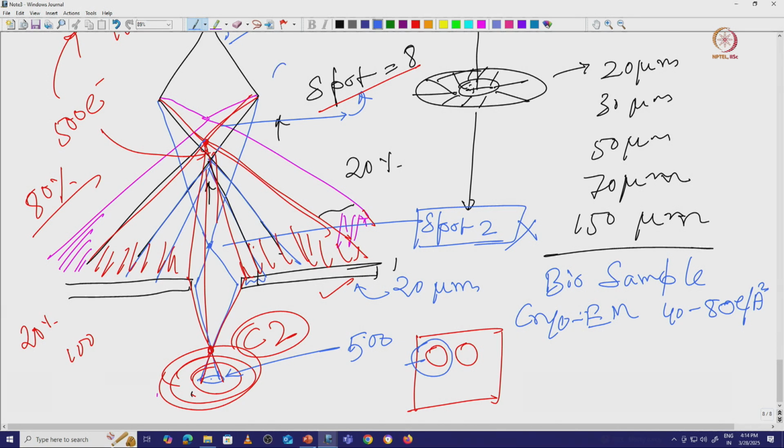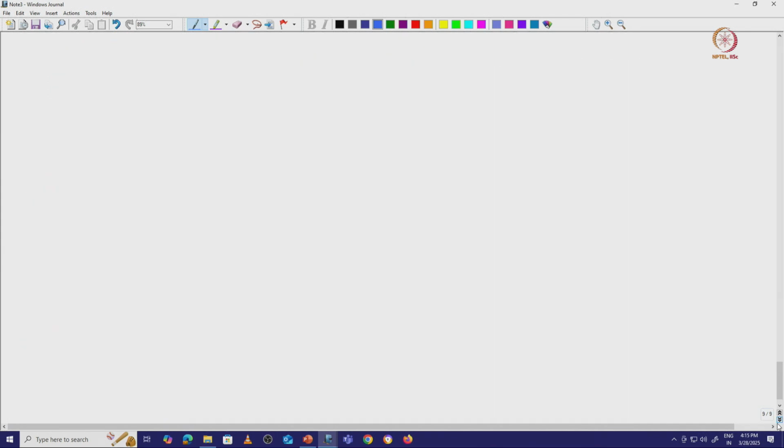So, you can control your C1 lens current, use a very strong magnetic field, spot size 7, 8 or 9, and then C2 lens current, where you should maintain a proper beam diameter and use an aperture, you can control the electron dose. So then minimum electron can go through your sample.